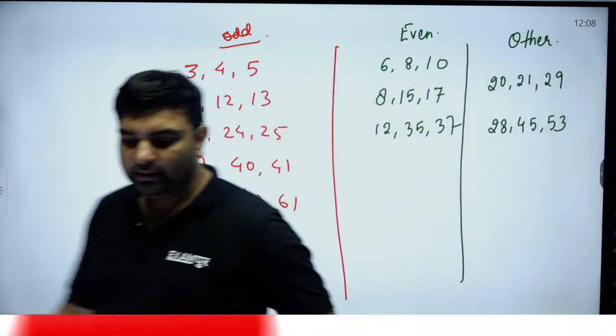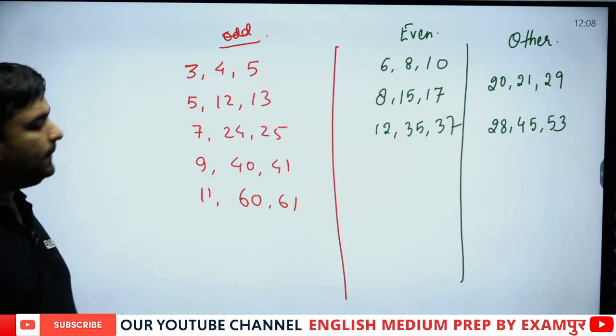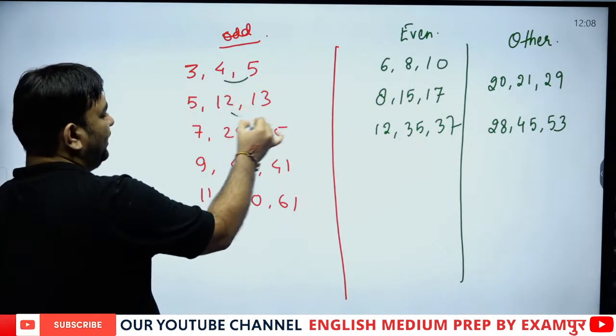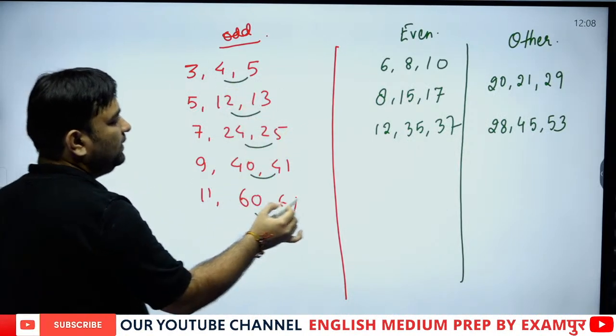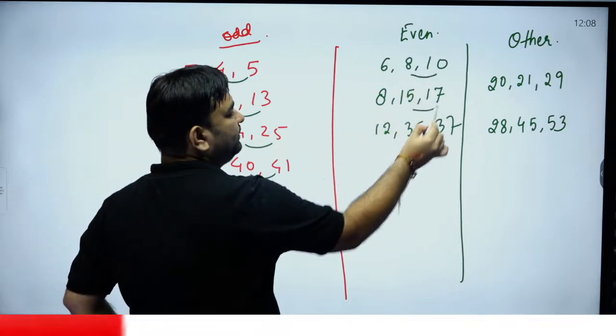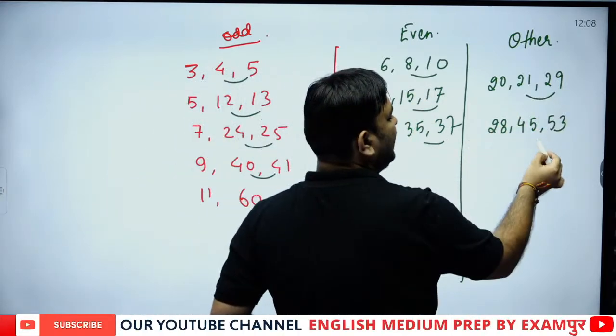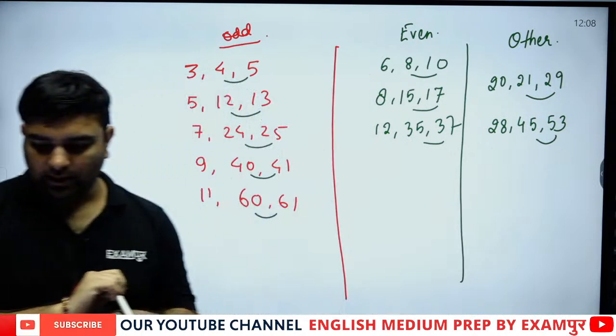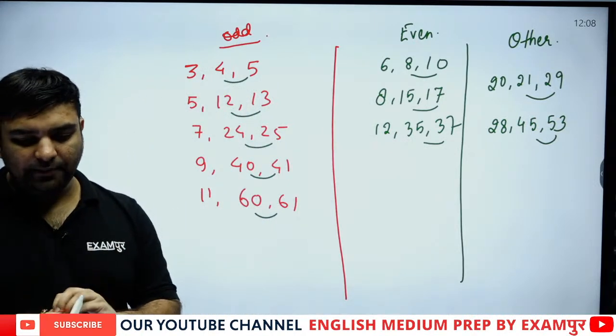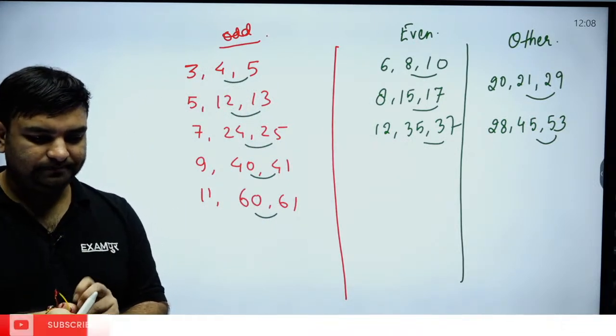Why are we calling it other? Because here the difference is 1 only, and here the difference is 2 only. In other triplets, it can be something else as well.